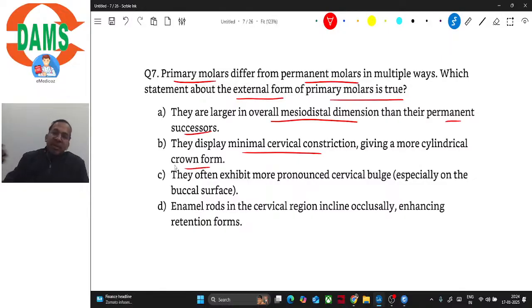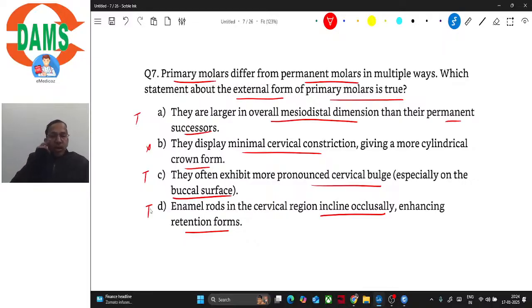Primary molars, as we have discussed in one of the questions before, have prominent cervical ridges, and for that reason they have prominent cervical constriction, isn't it? So they do not have minimal cervical constriction, but a prominent cervical constriction. They often exhibit a more pronounced cervical bulge. Yes, this is true, and we have just discussed it, especially on the buccal surface. Exactly. Enamel rods in the cervical region incline occlusally, enhancing retention form. So option A, this is a true statement. Option C is also a true statement, and option D is also a true statement.